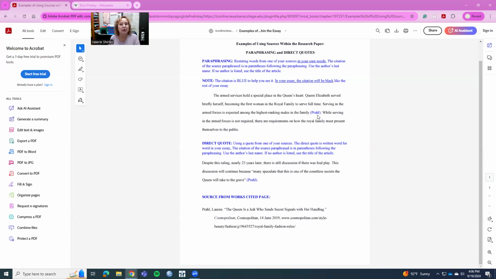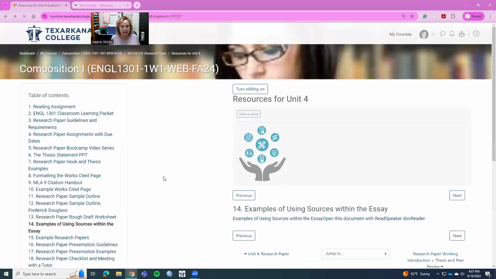Okay, it doesn't look like a summary. It doesn't look like the beginning, middle, and end of something. It just looks like a section that was restated in the author's words. And then, of course, down here, we have a direct quote in our second paragraph, and the writer sets up the quote. This discussion will continue because, open quotation marks, many speculate that this is one of the countless secrets the Queen will take to the grave. Close quotation marks, open parenthesis, author's last name, close parenthesis, and punctuation. So it's kind of nice to look at this to know how to do your own in-text citations using your own sources.